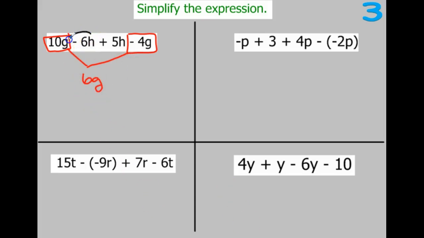And then we have negative 6H plus 5H. So different signs again, subtract. 6 minus 5 is 1. 1H, but there's more negatives, so it's a negative 1. So 6G minus 1H. If you wrote this the other way, negative 1H plus 6G, that's the same thing.